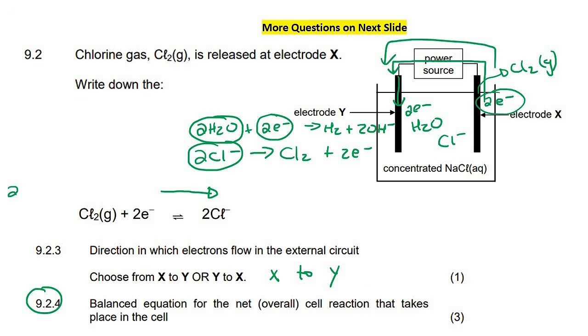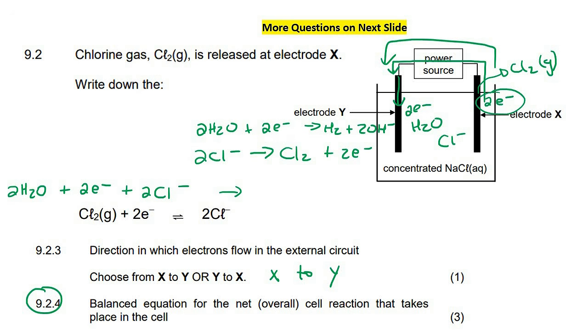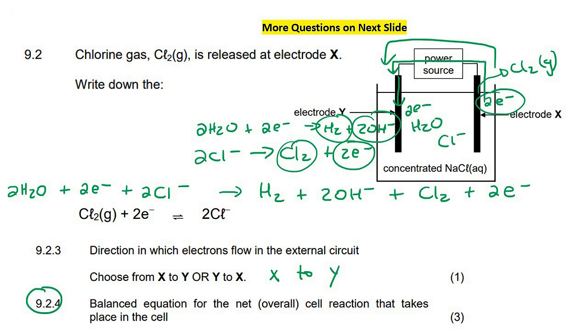So that's going to be 2H2O plus 2e minus plus 2Cl minus. And then you put everything that's on the right of the arrow. So this, and this, and this. That's H2 plus 2OH minus plus Cl2 plus 2e minus. And now these 2 would cancel out, and that's what we want. And there's your final answer. Whoops, take away that plus.